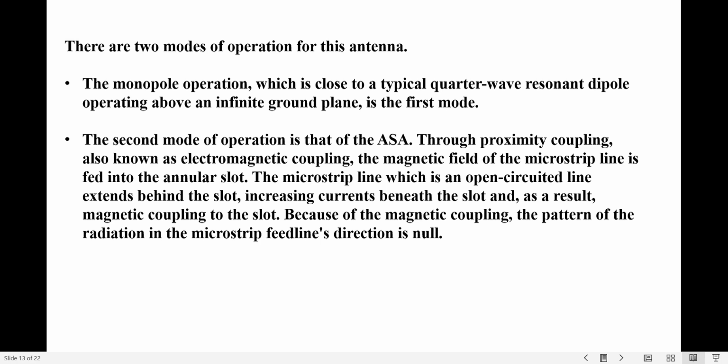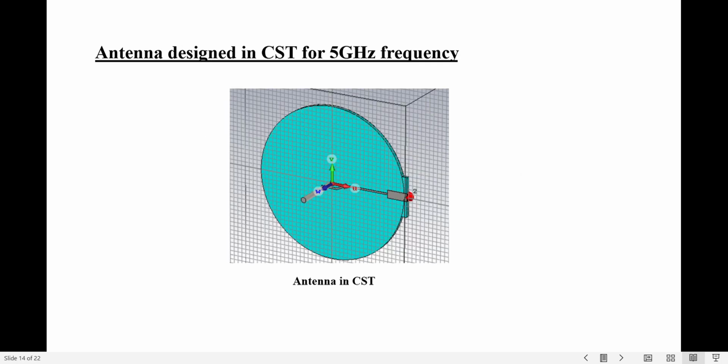That's it. And there are two modes of operation for this antenna. One is monopole operation and the second one is ASA operation. So this is the diagrammatic picturization of the designed antenna. As there is a monopole which is fed by a microstrip feed, and an ASA.